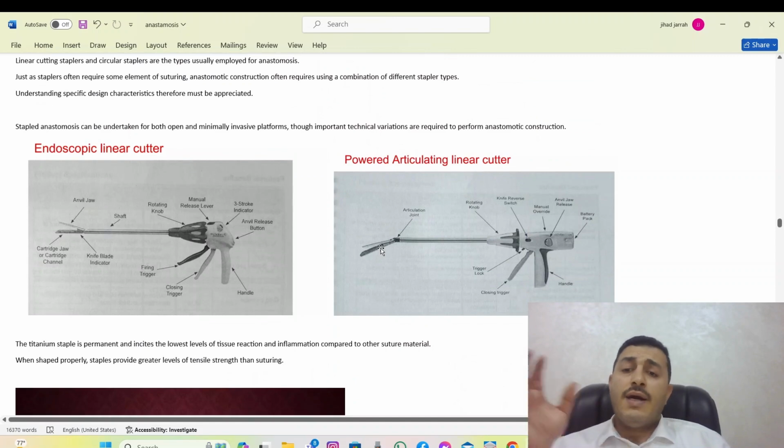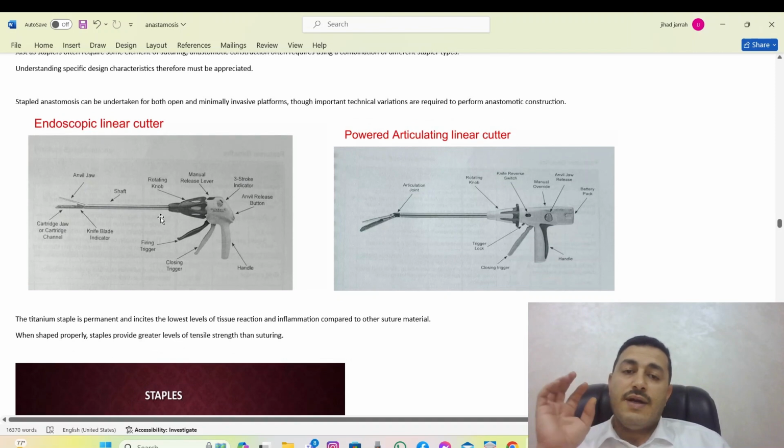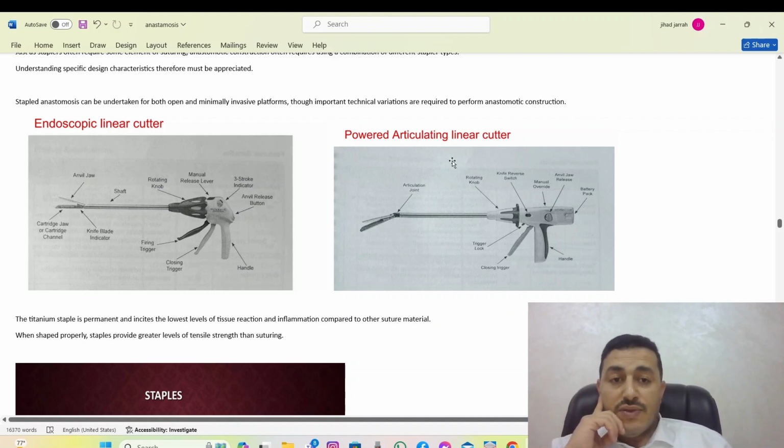Some staplers are designed for laparoscopic stapling. As you see in this picture, we have the endoscopic linear cutter. It's designed to travel through the port and the abdominal wall. This is the powered articulating. Articulating means that there is a joint here. It goes up or down, depending on the brand. The degree depends on the brand.